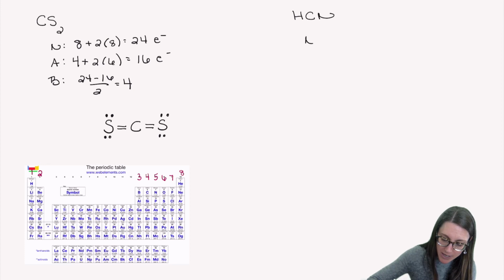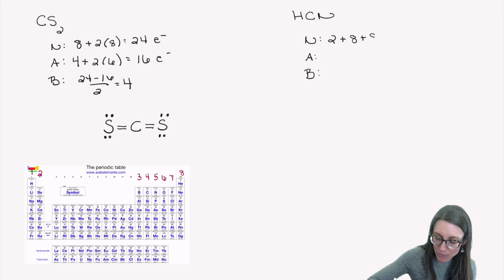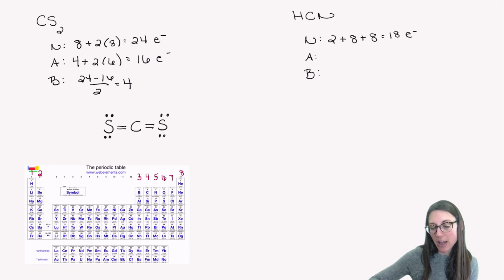Last example I want to do right now, HCN. Okay, here we go again. Let's start nabbing. Needed, I have a hydrogen. Hydrogen needs 2. Carbon needs 8. Nitrogen needs 8. That is a total of 18 electrons needed.